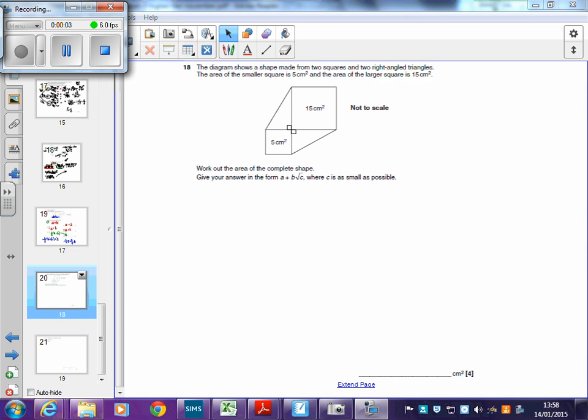Question 18, we've got a shape made from 2 squares and 2 right angle triangles. The area of the smaller square is 5 and the larger square is 15. Work out the area of the complete shape. Alright, so first job is we need to work out the two sides of the square.